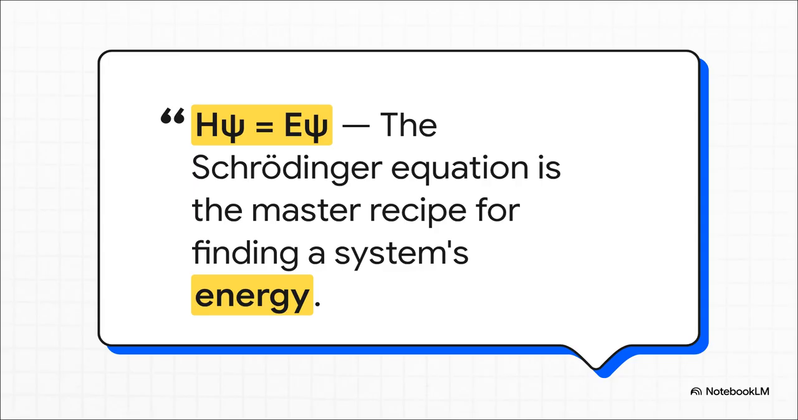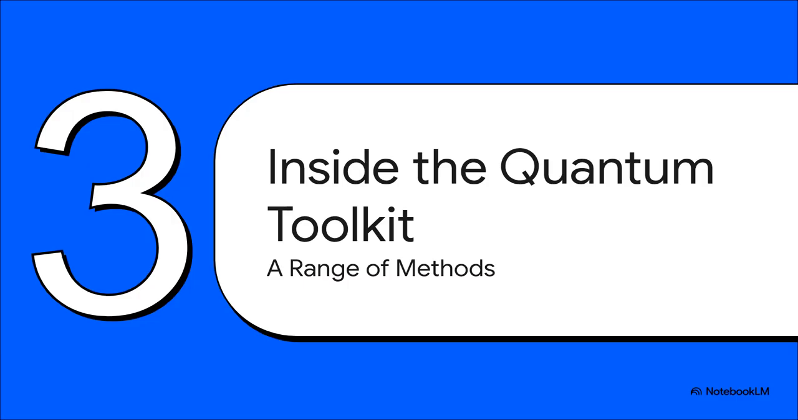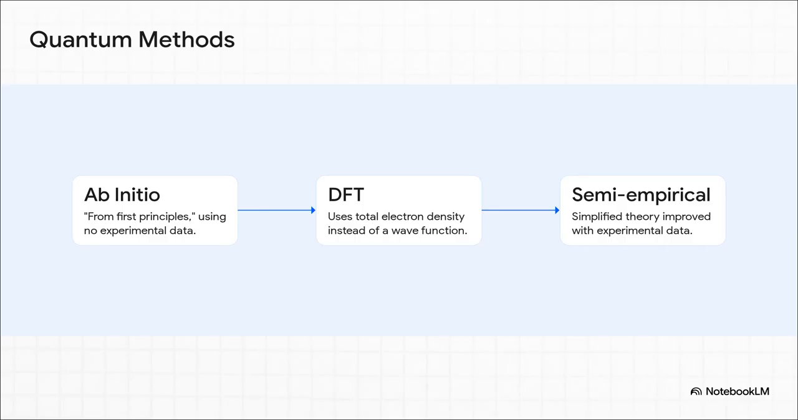Now, you don't need to know how to solve it, but you should know that everything in QM, from a molecule's energy to all of its properties, comes from finding solutions to this one equation. Now, quantum mechanics isn't just one single tool. It's actually more like a whole toolkit, and it's filled with a range of different methods. Each one offers a different balance between getting the answer exactly right and how much computer power it's going to cost you. Inside that quantum toolkit, you've basically got three main flavors.